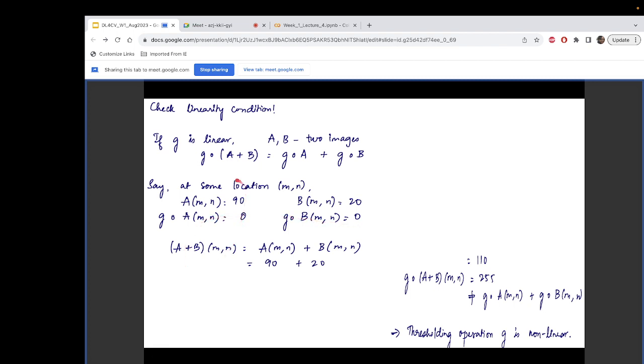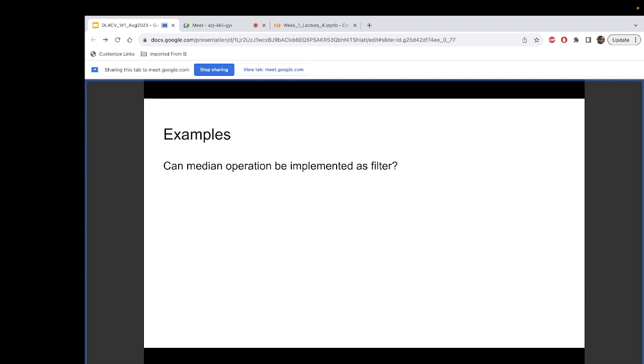But now if you add them, 90 plus 20, that becomes 110, right? So now if you operate G on this A plus B, that becomes 255 because it's more than 100. That means the thresholding operation is definitely nonlinear. So this is how you can prove the nonlinearity of any filter that you take into consideration.